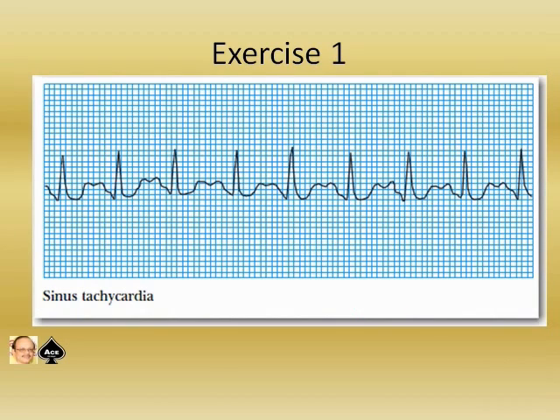You just count the number of boxes in between the RR and you'll find that it is faster. So you count the number of small boxes between RR, and 1500 divided by the number of small boxes will give the rate. So if it is 10 boxes, 1500 divided by 10 will be 150. If it is 20 boxes, it is 75. Sorry, if the number of boxes is 15, it is 100.